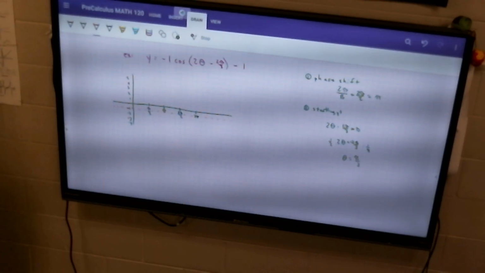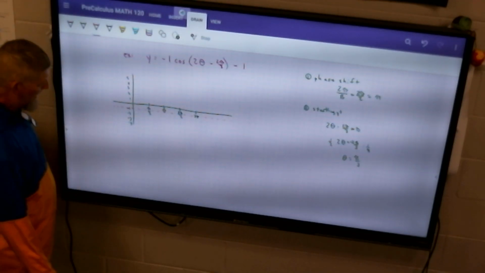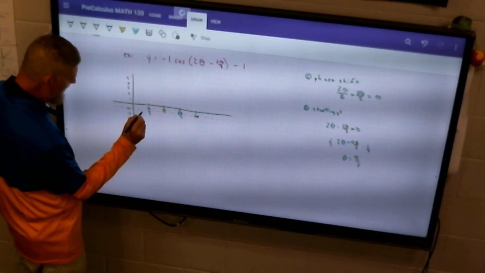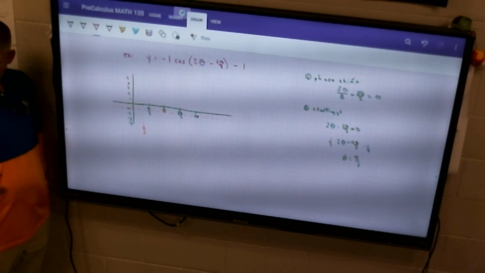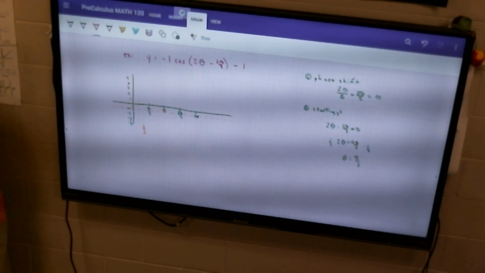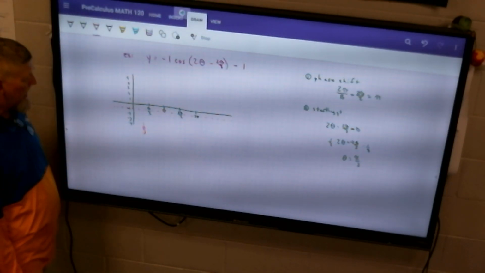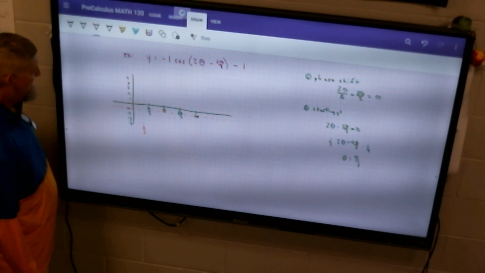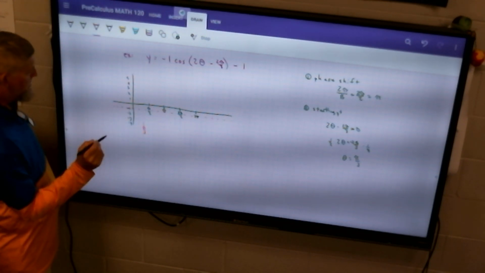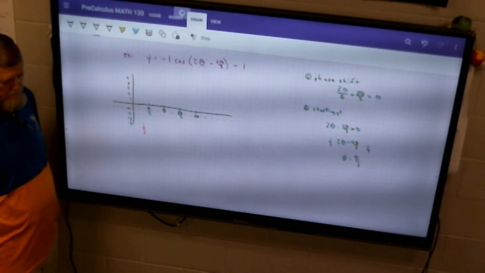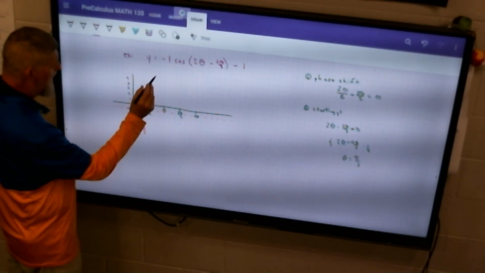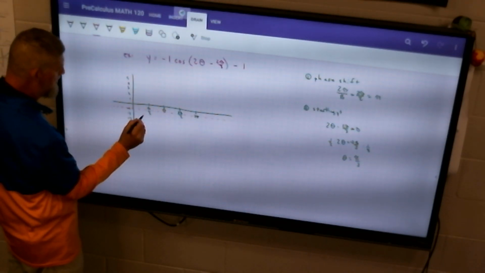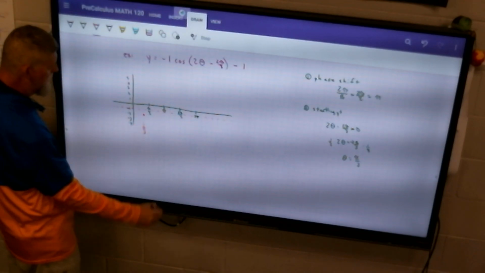And where's my starting point going to be? It's going to start at pi over 3, which is about right here, pretty close to pi over 2, just a little bit less. And then it's going to be at what point? -2, because my midline is -1, and it reflects, so I'm going to start at the minimum, which is down 1. Right there.